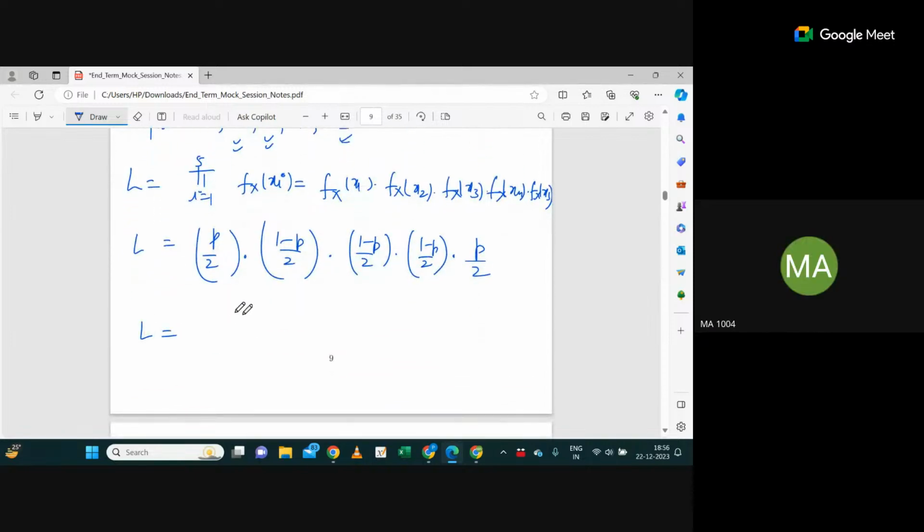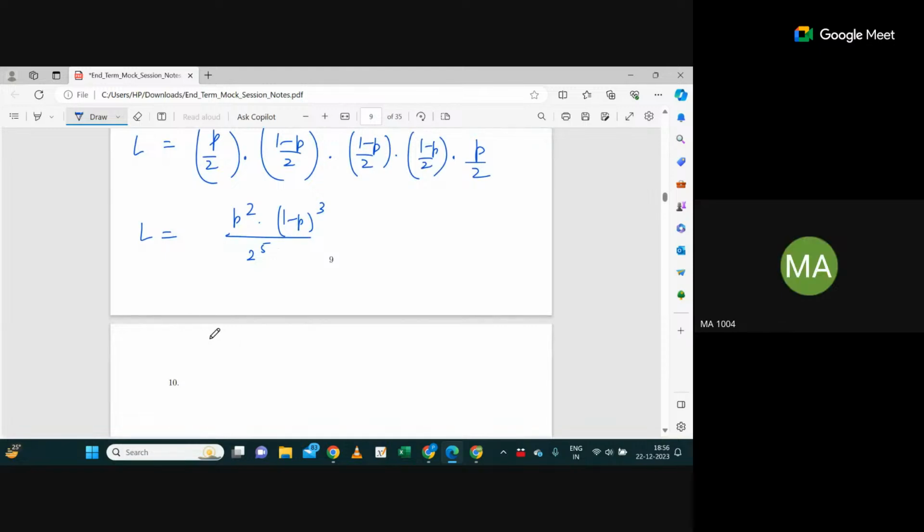Yes, sir. So it will be p square into 1 minus p raised to the power cube, divided by 2 raised to the power 5. Correct? Now, what is the next step? Log. Before differentiation, I have to take the log, because maximizing the likelihood is the same as maximizing the log likelihood.